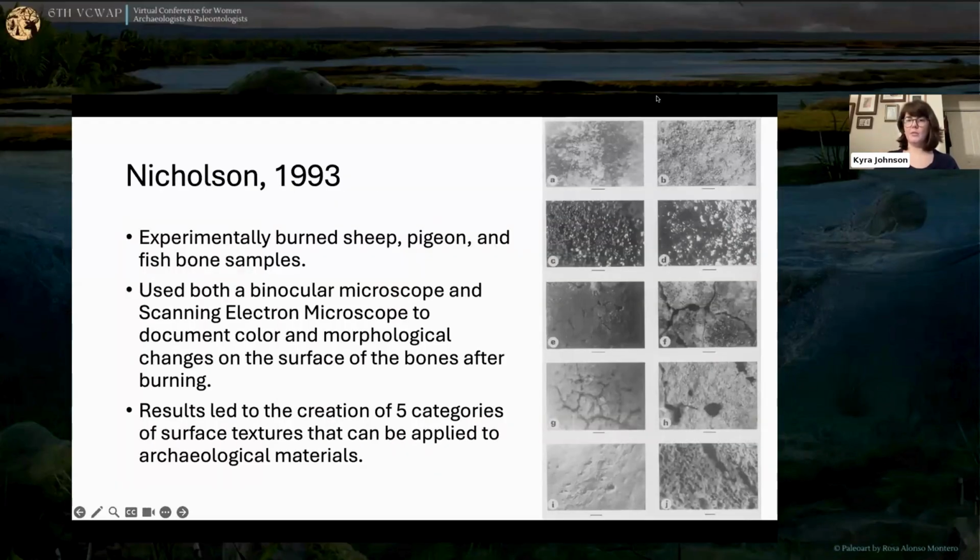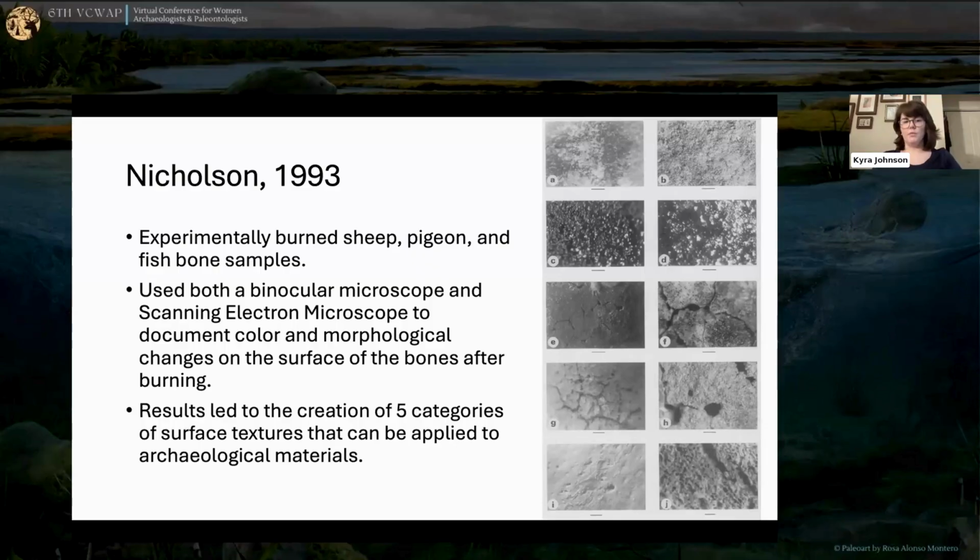This was first pioneered by Nicholson in 1993. Her experiments were done with sheep, pigeon, and fish bone samples that she burned at one uniform time, and then used a binocular microscope and scanning electron microscope to document how color and morphological features were changing on the surface of the bone post-burning. With these results, she was able to create 5 categories that could then be correlated to specific temperature ranges, similar to the Stiner et al. 1995 color stages that are traditionally used as part of fire interpretation of archaeological materials.